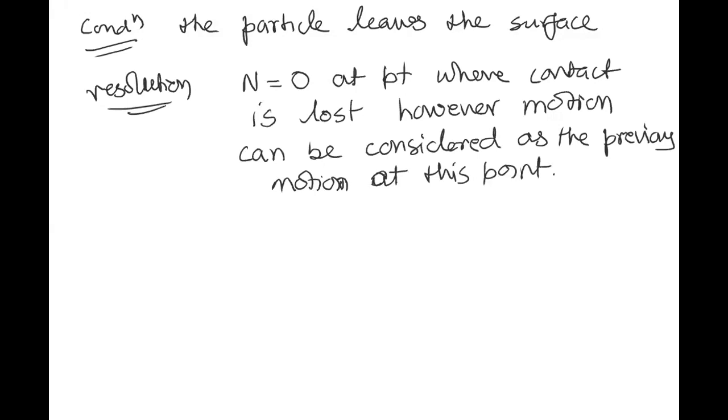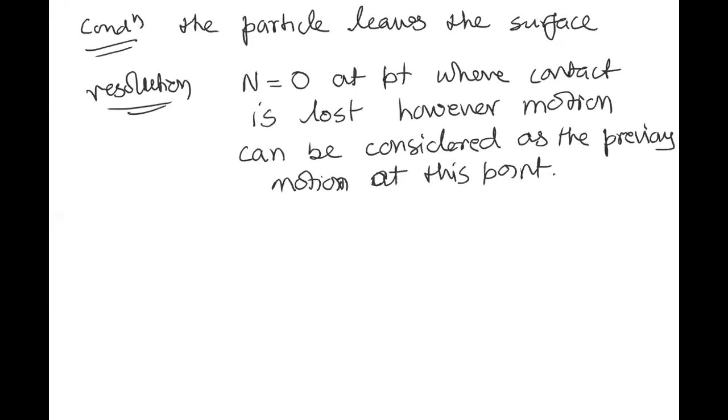Right, इसका मतलब क्या हुआ? जिस पॉइंट पे नॉर्मल रिएक्शन 0 होएगा, जिस पॉइंट जहां पे कांटेक्ट लूज हो रहा है, उस पॉइंट पे हम नॉर्मल रिएक्शन 0 कंसीडर करेंगे. बट even though we are saying that the particle has left the surface, at that particular point, at that boundary point, we can say that जो पहले मोशन हो रहा था वही मोशन उस पॉइंट पे भी हम कंसीडर करें.